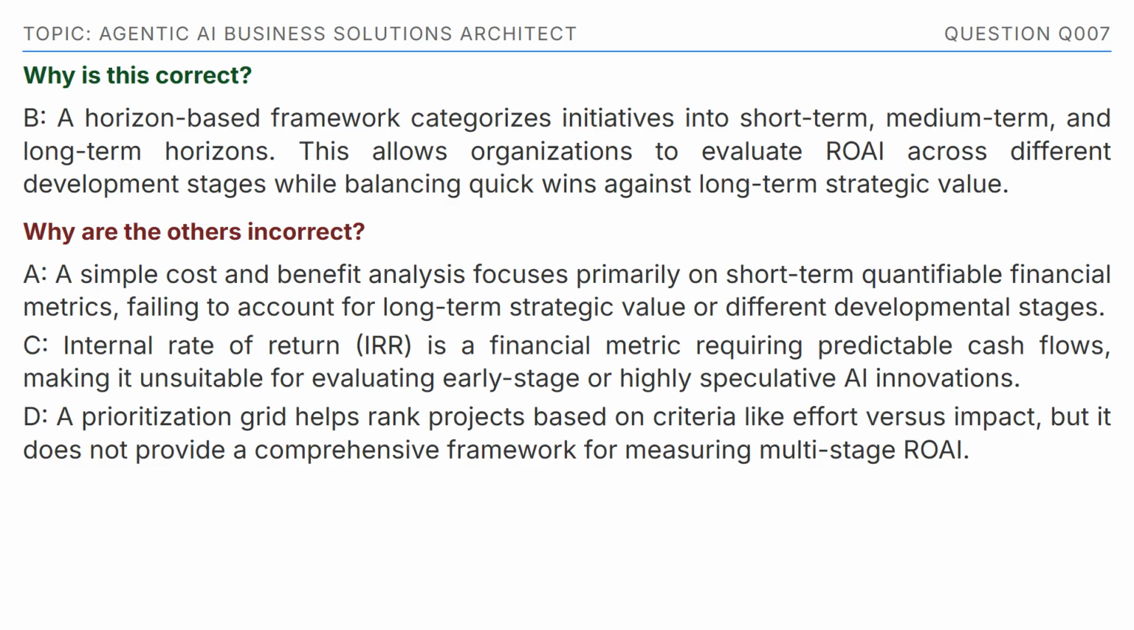C. Internal rate of return, IRR, is a financial metric requiring predictable cash flows, making it unsuitable for evaluating early-stage or highly speculative AI innovations. D. A prioritization grid helps rank projects based on criteria like effort versus impact, but it does not provide a comprehensive framework for measuring multi-stage ROI.